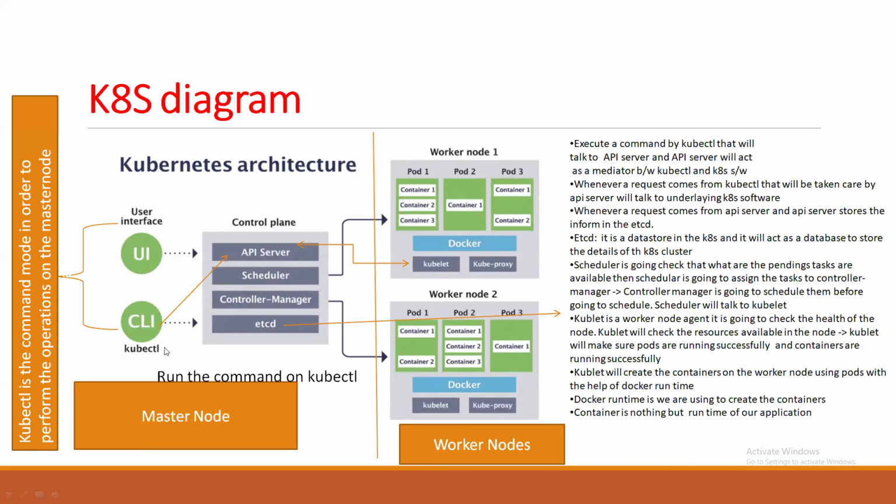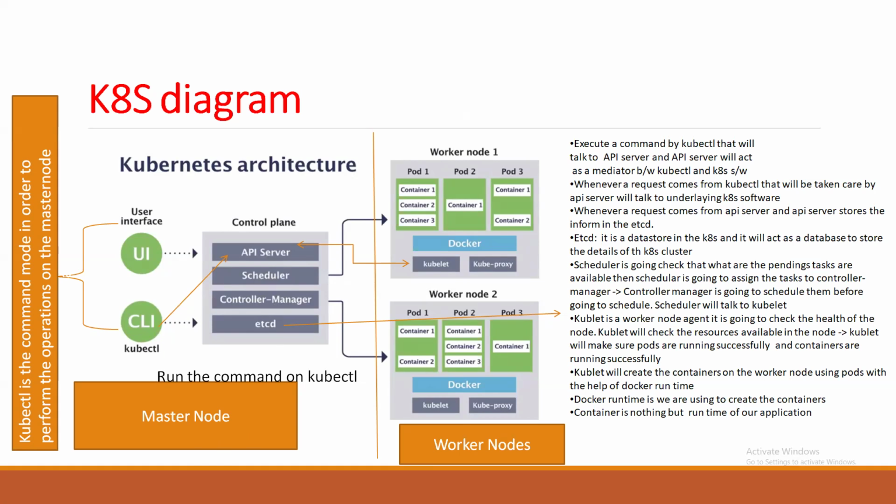So in the Kubernetes architecture, the control plane is nothing but a master node. The master node contains the API server, scheduler, controller manager, and etcd. So what is that, guys? A control plane, a master node. Everyone can speak out: the API server, scheduler, controller manager, and etcd.